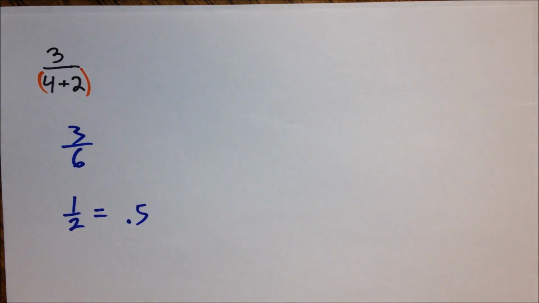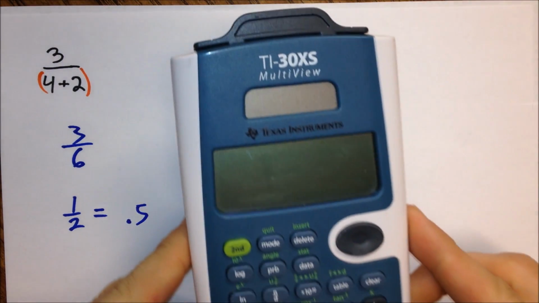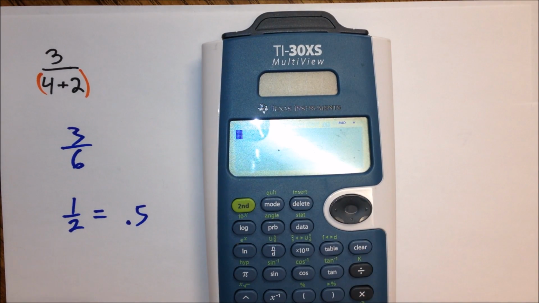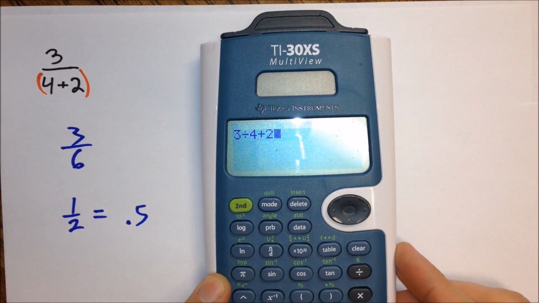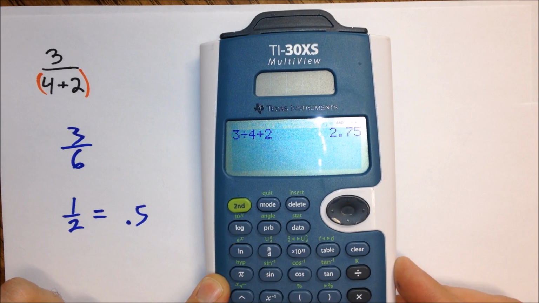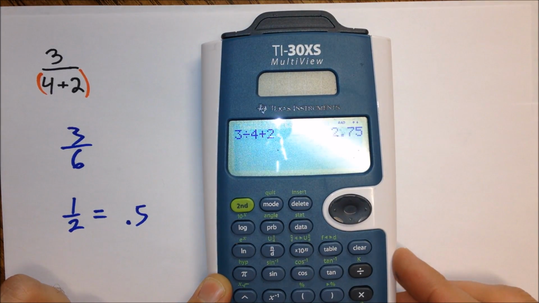So when we put this in the calculator, we would expect to get 0.5. Now, let me show you what might happen if you type this in but don't do it properly: 3 divided by 4 plus 2. What should I expect my answer to be? Should I expect to get 0.5? No, in fact I got the wrong answer.